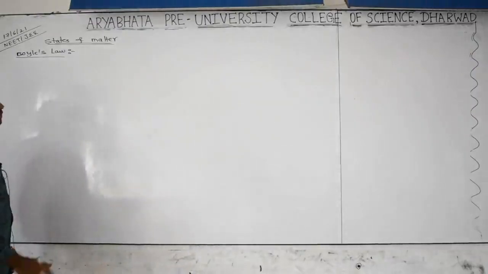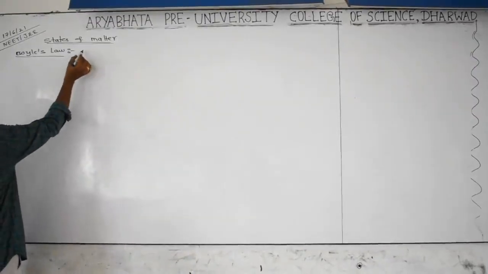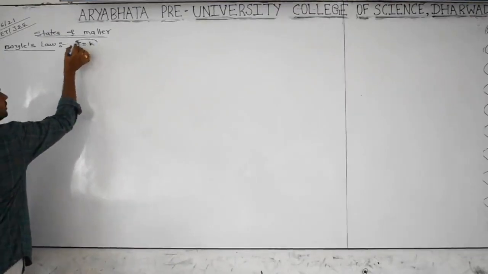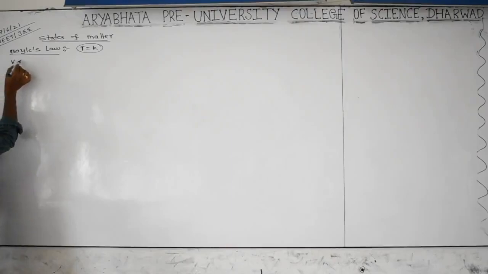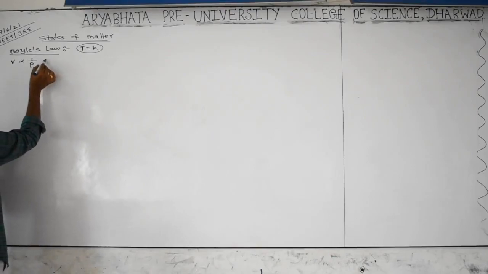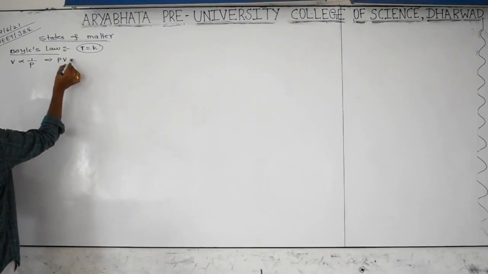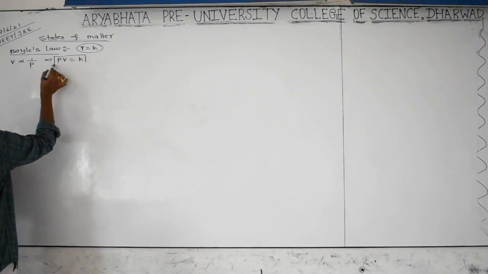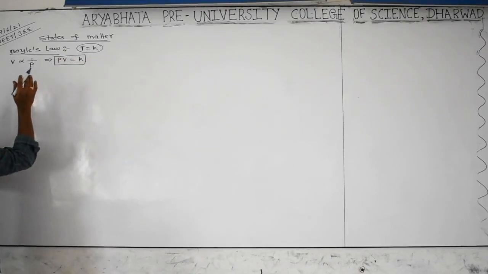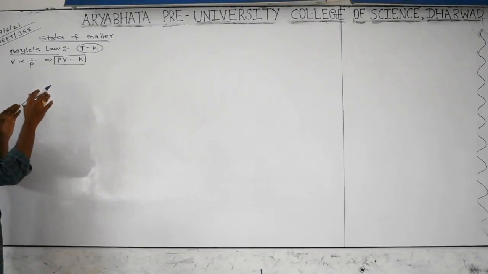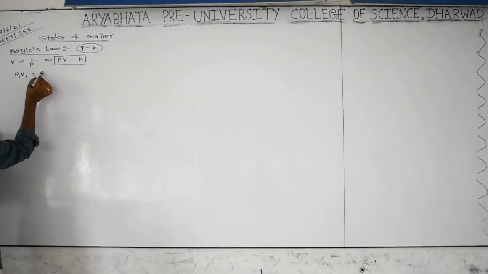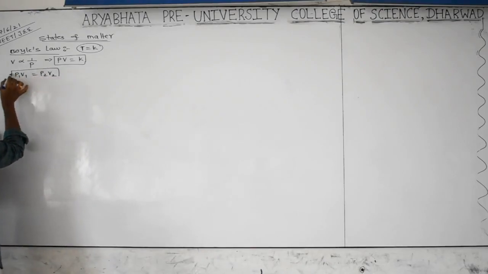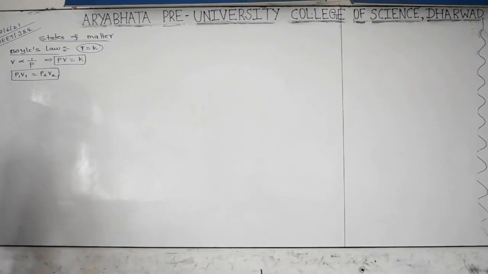See Boyle's law. Under Boyle's law we maintain the temperature constant. If temperature is constant, the volume of a given mass of a gas is inversely proportional to pressure. So we can write one equation, PV equals constant. This is the equation under Boyle's law. The same equation for the same gas at two different conditions gives P1 V1 equals P2 V2.